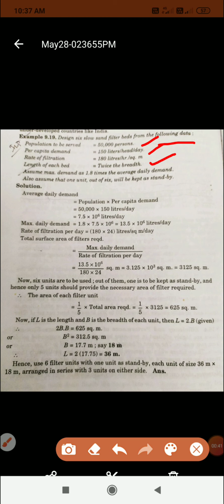Assume maximum demand as 1.8 times the average daily demand, and also assume that 1 unit out of 6 will be kept as standby. It means that we have to design only 5 units.